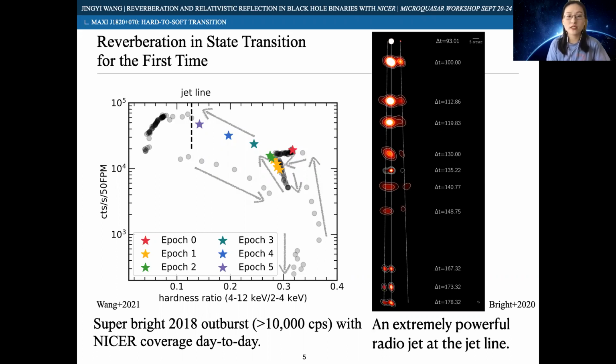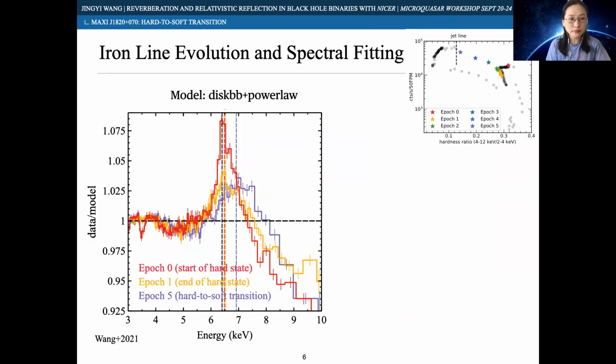But with this precious data set reaching 10 to the 4 counts per second, I decided to extend our reverberation analysis to the state transition for the first time. We could firstly look at the iron line evolution because that line profile could phenomenologically tell us something about the disk corona geometry.